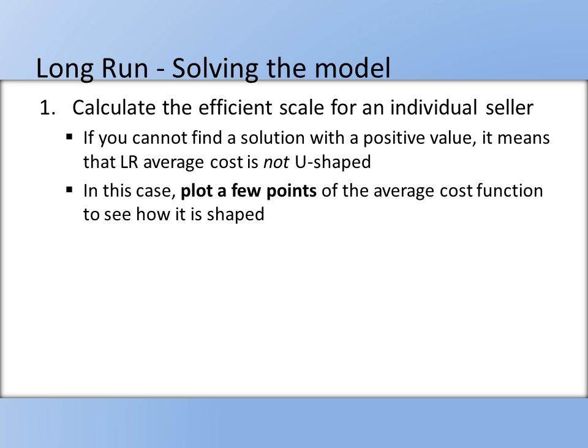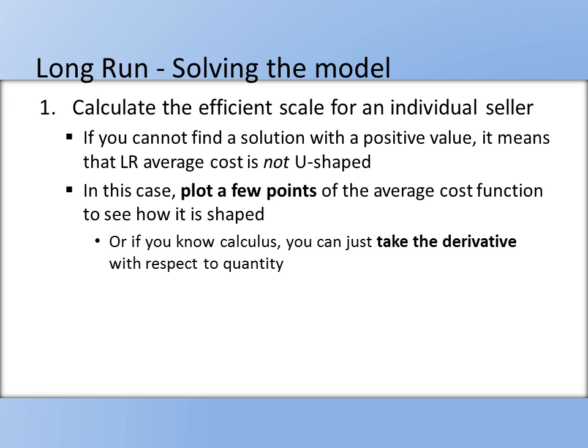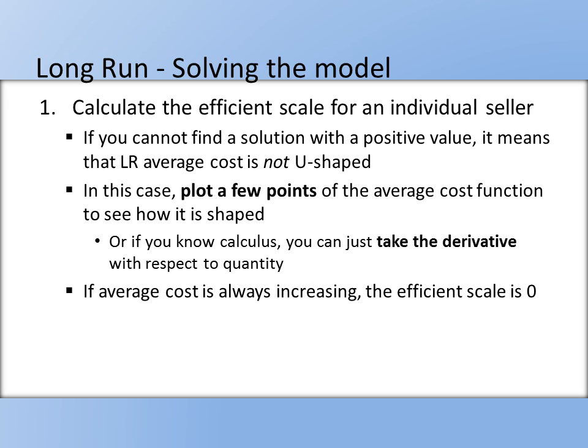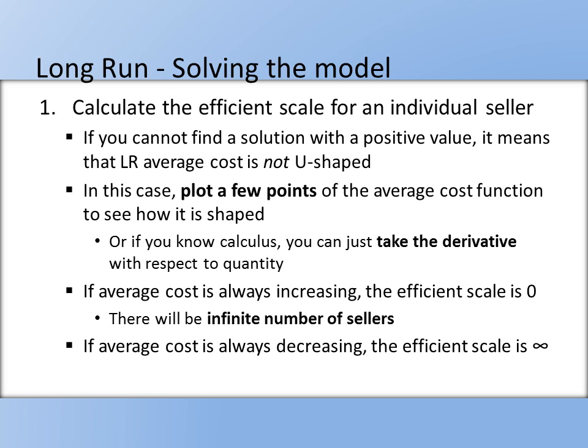In this case, plot a few points of the average cost function to see how it is shaped. Or if you know calculus, you can just take the derivative with respect to quantity. If average cost is always increasing, the efficient scale is 0, which means there will be an infinite number of sellers. If average cost is instead always decreasing, the efficient scale is infinite, meaning there will just be one seller. We have already discussed why these three cases are so.